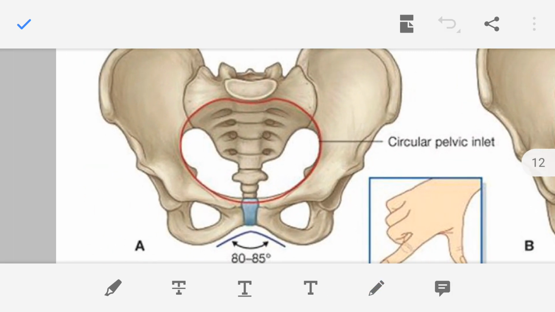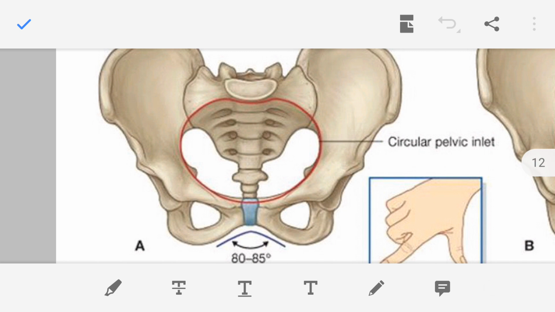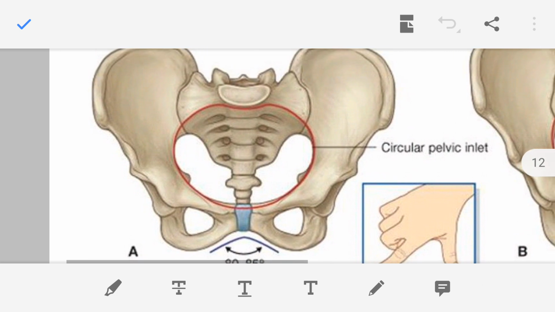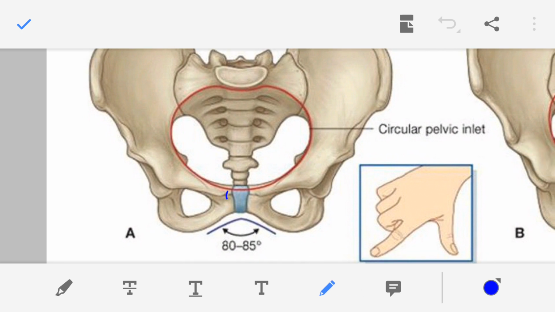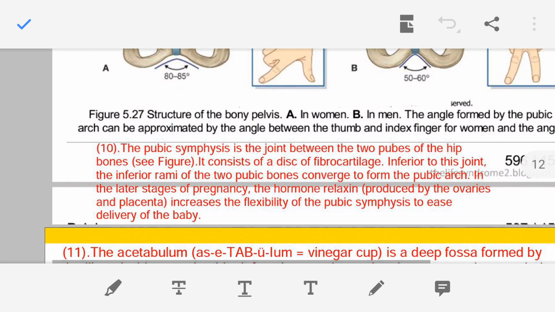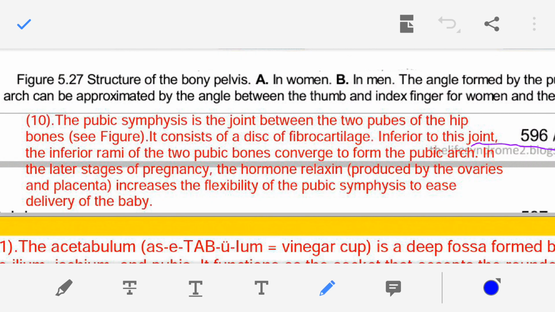Now the reason is, during the 9-month pregnancy, we know the baby's body is completely developed and the mother is about to give birth. So to ease the process of parturition, that is the childbirth, this pubic symphysis becomes flexible. Okay, that is the meaning of this 10th point.